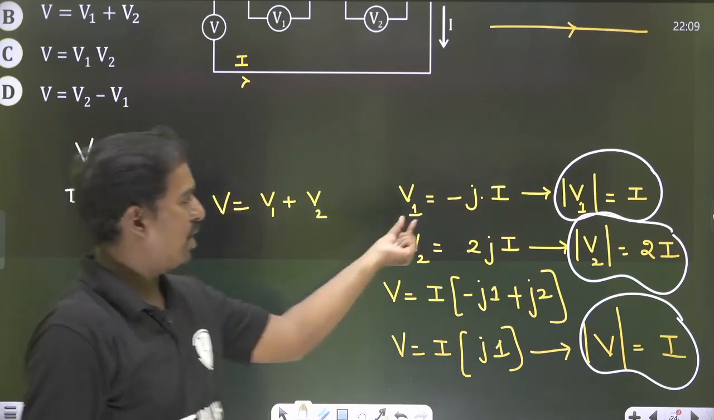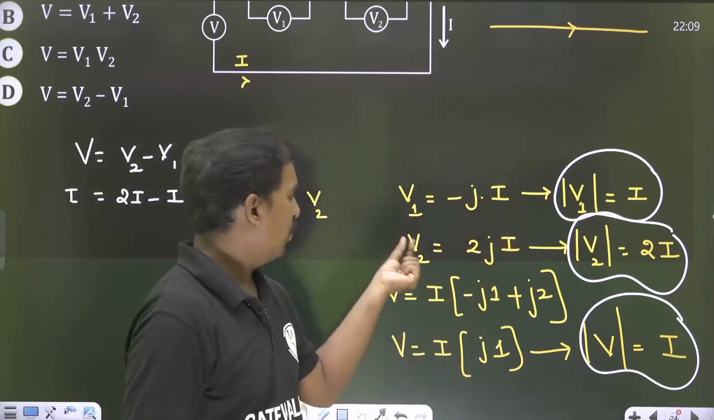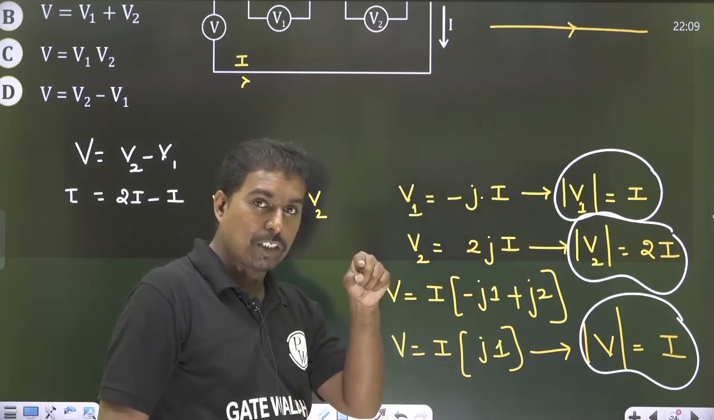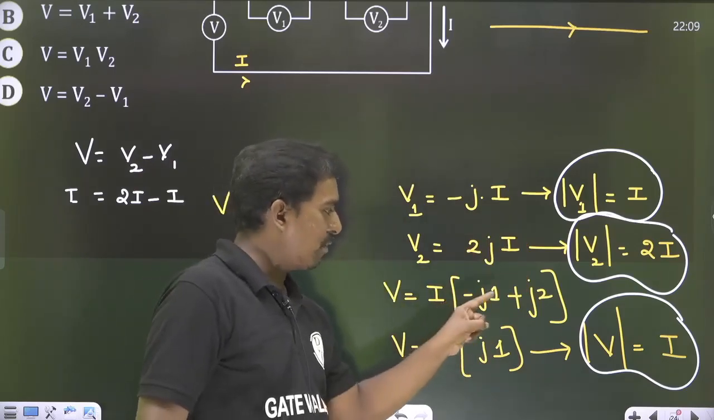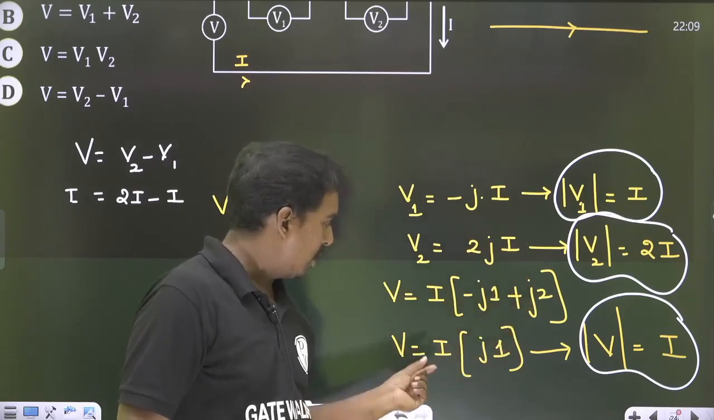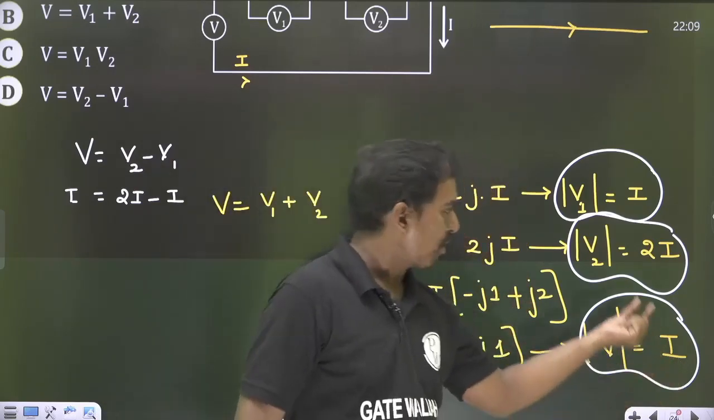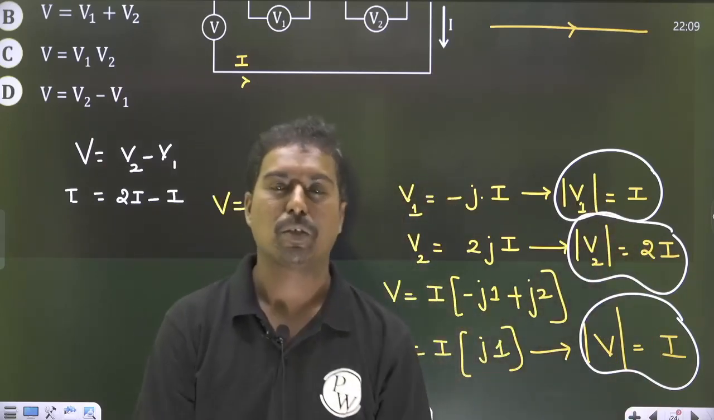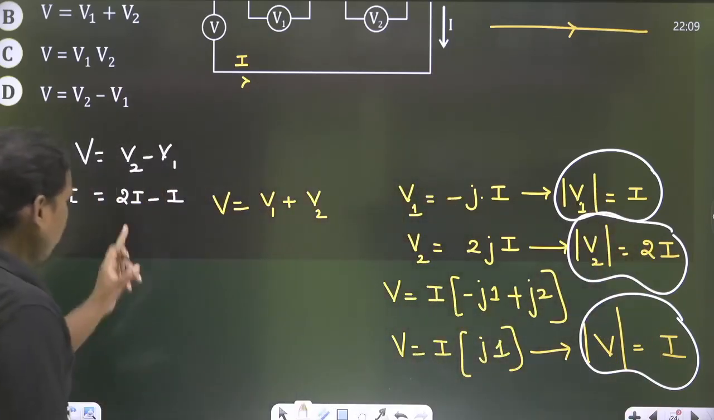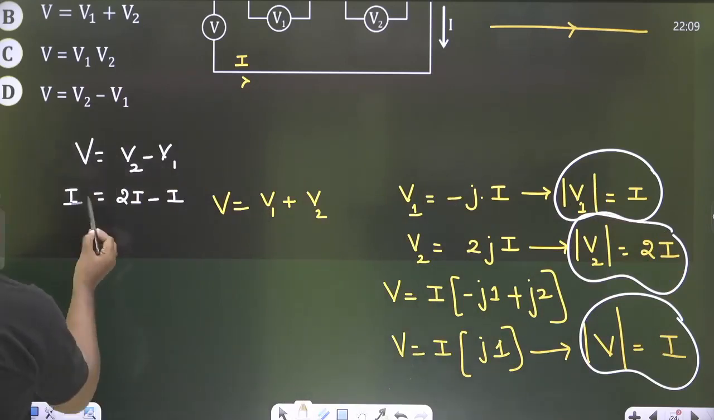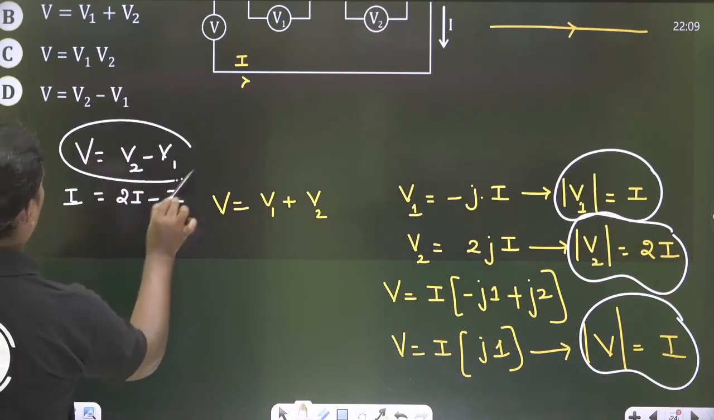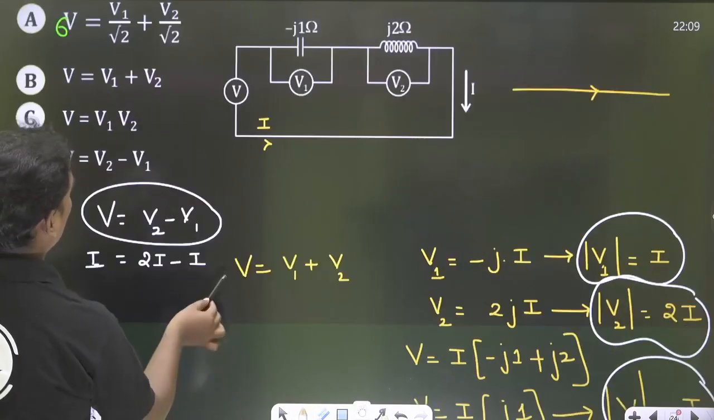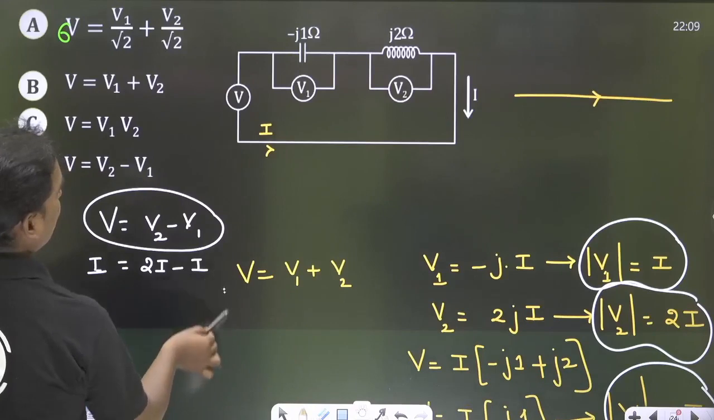Please try to understand. V1 is minus J into I, V2 is 2J into I, whereas V is equal to, the same current I is crossing the 2 meters, I into minus J1 plus J2, so I am getting 1J. If I take the magnitude of V, magnitude of V2 is 2I, magnitude of V1 is I, so the relation between them is 2I minus I. So the right answer is V2 minus V1. So option D is the right answer for this question.